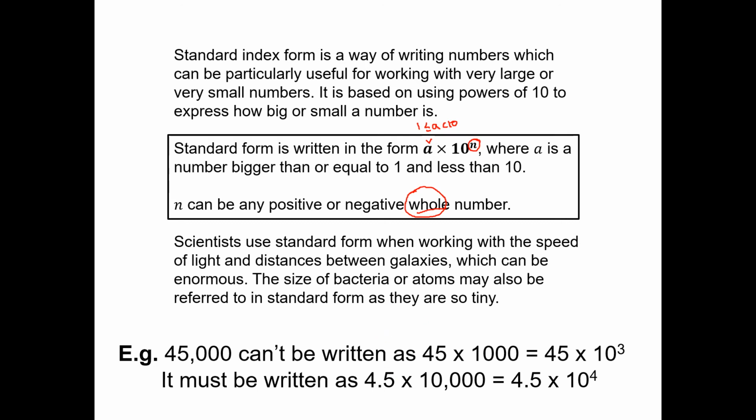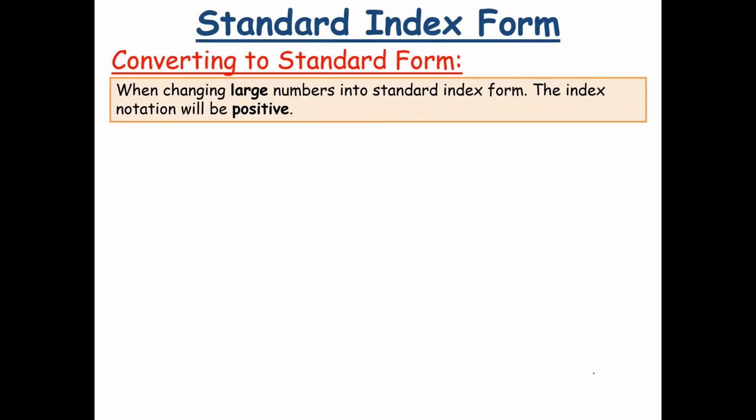So this is a bit more of an extra example here. 45,000 can't be written as 45 times 1,000, which is 45 times 10 to the power of 3. Why is that? Because 45 is not in standard form. It has to be written as 4.5 times 10,000, which is 4.5 times 10 to the power of 4. Now, one thing you'll notice here is that we've moved our decimal back once, so it becomes 4.5, and because we've moved it back once, we've added a power. Hopefully this will become a bit more apparent when we go through the following examples.